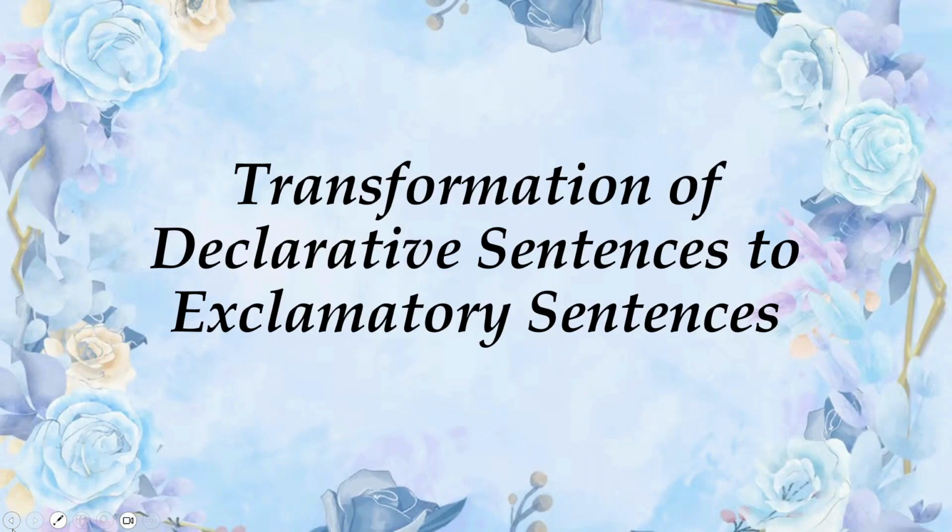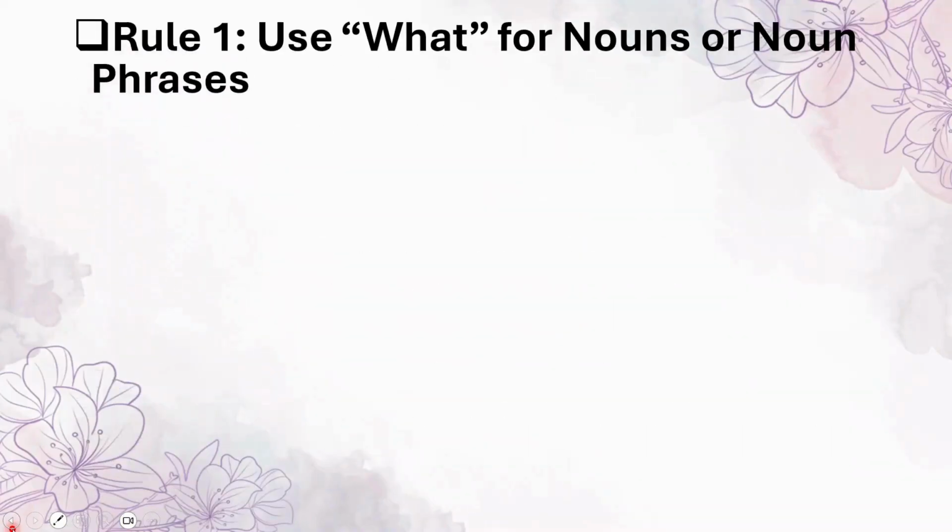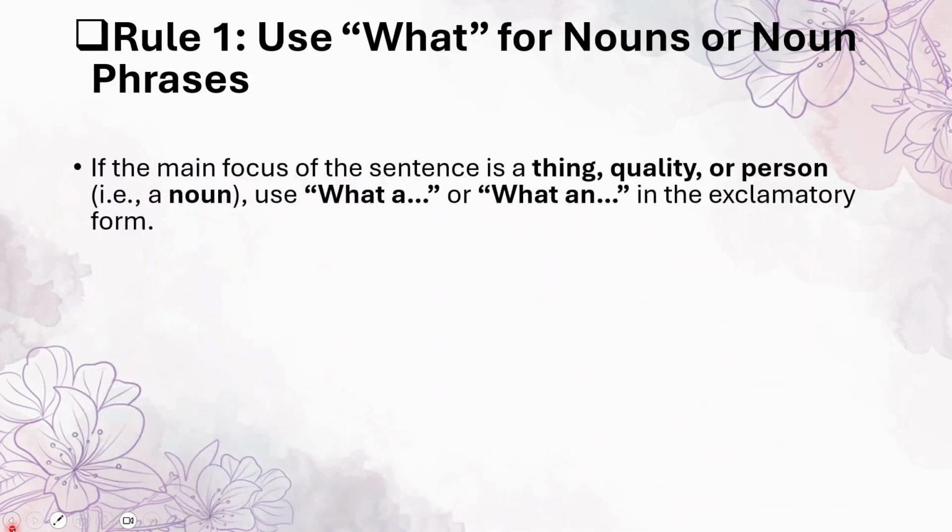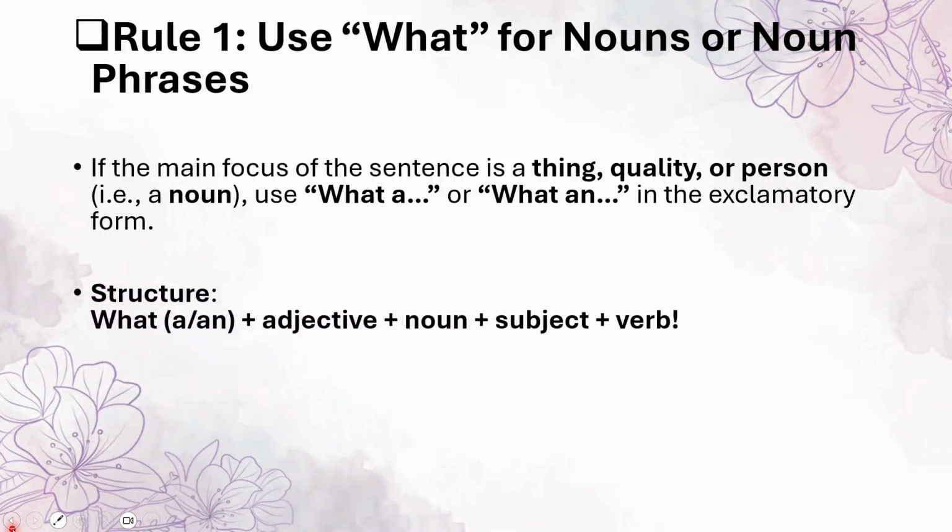So the first rule, that is rule one, says use what for nouns or noun phrases. That means when the main part of your sentence is a person, a thing, or a quality, in other words, a noun, then we can express a surprise, admiration, or emotion by starting the sentence with what a, or what an. You might be wondering, how do I know when to use what a and when to use what an?